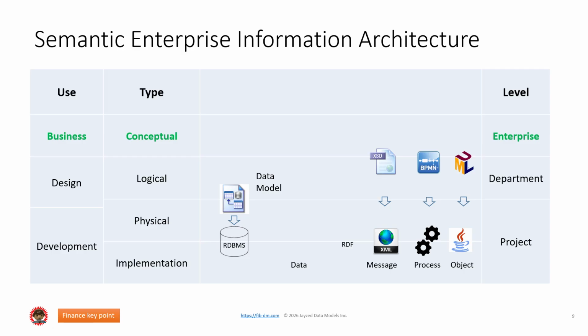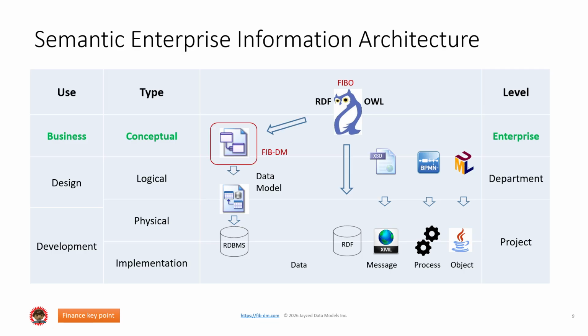What we have had for years was data models in RDBMS and also XSD, BPMN, and object models. Now what's new is FIBO in RDF OWL and RDF stores. And now with FIBDM, we have FIBO available as a data model. We can also generate UML models and XSDs. And finally, there are concept maps. That's a higher level of abstraction for business users, who will find concept maps easier to understand and comprehend than data models or ontology graphs.